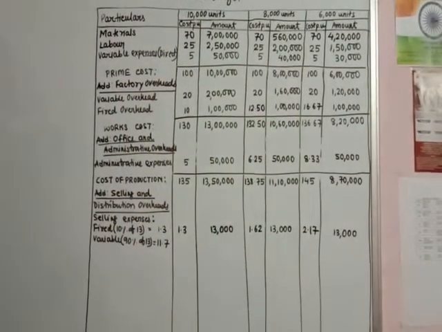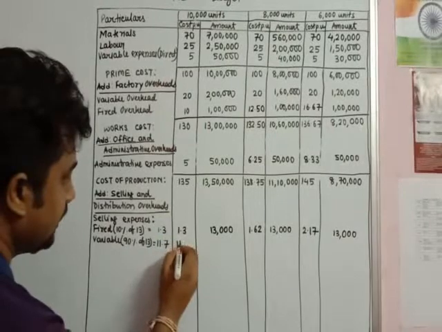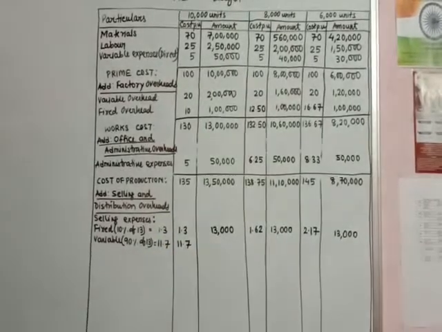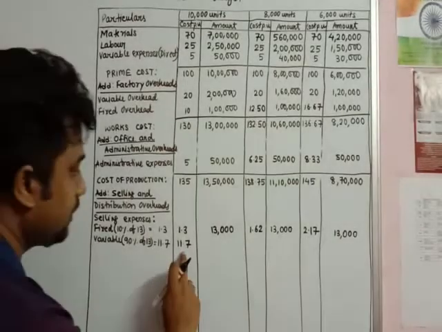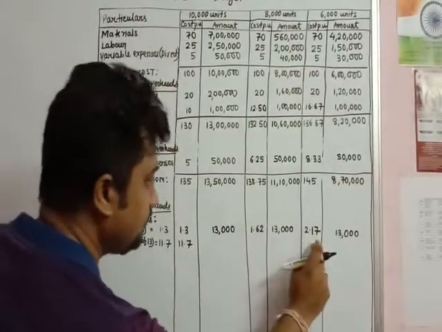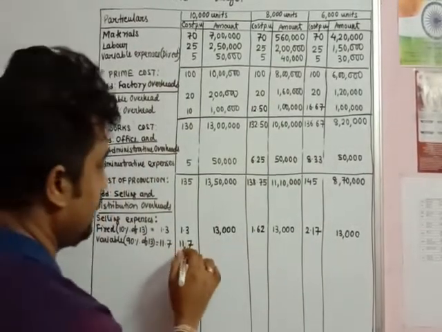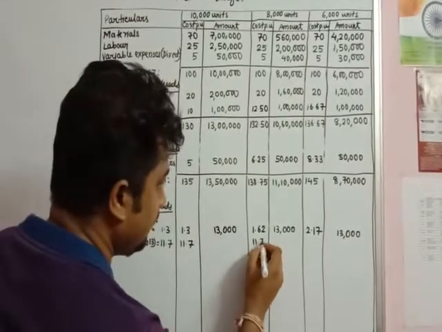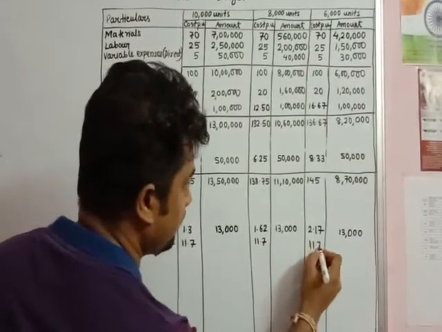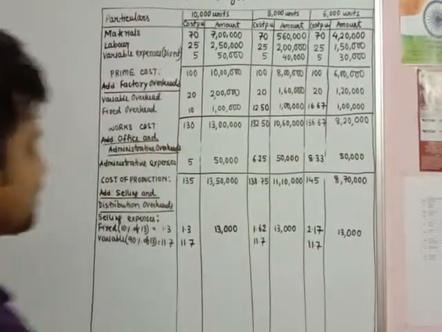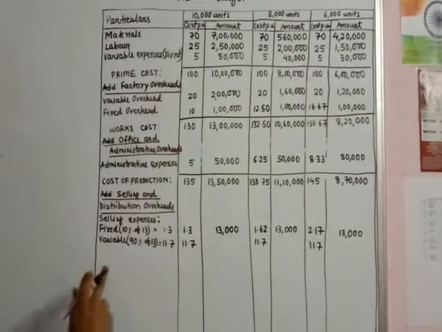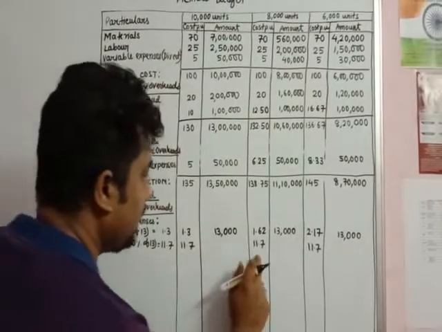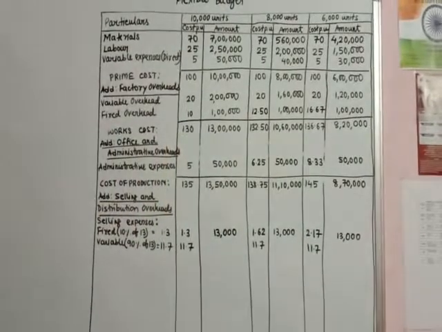Okay, now come to the variable part. The variable part is how much? 11.7. Now what happens in the case of variable cost? In the case of variable cost, the cost per unit remains the same: 11.7, 11.7, 11.7. In the case of fixed cost, the total cost remains the same at all levels. In the case of variable cost, the cost per unit remains the same at all levels.